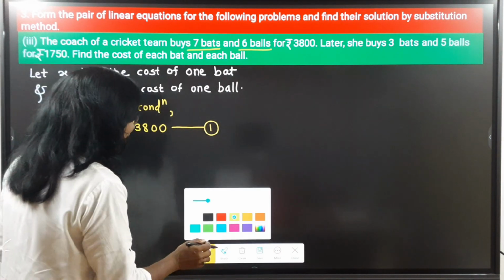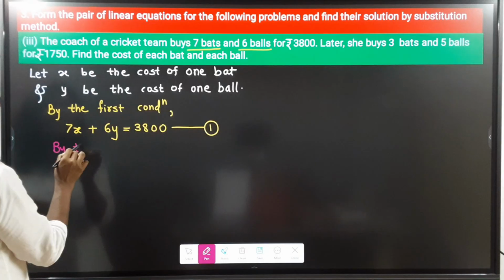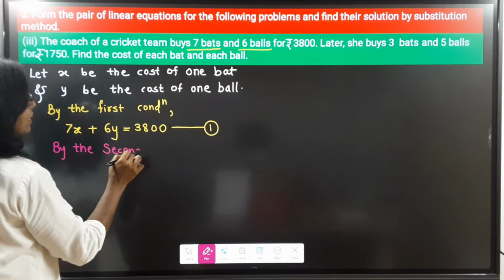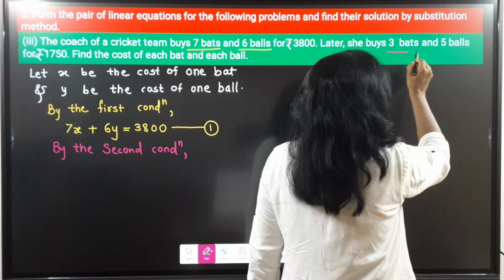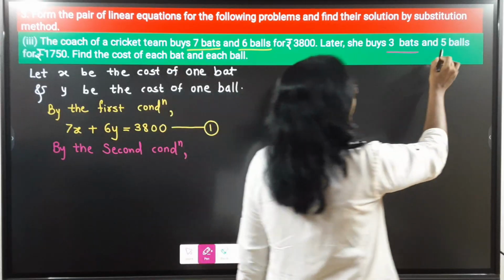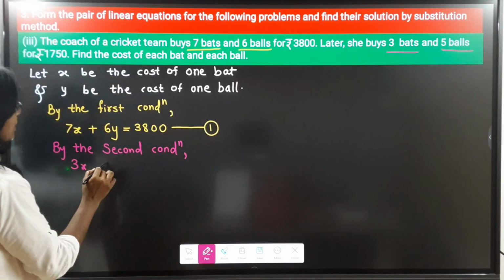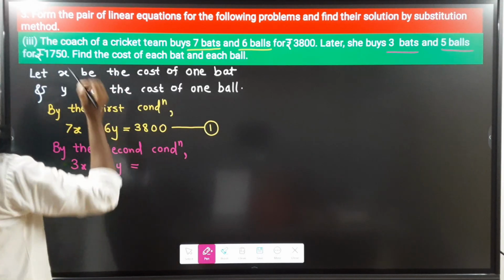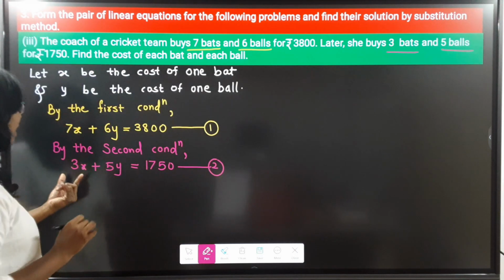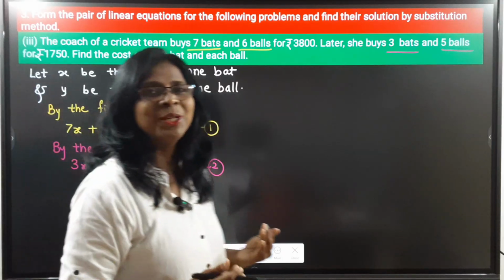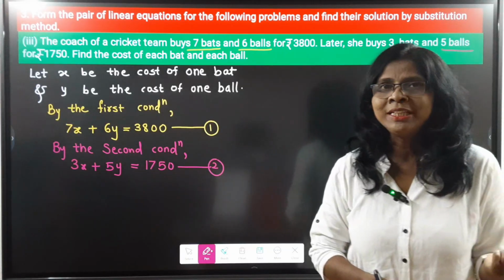The next part, students, is the second condition. The coach buys 3 bats and 5 balls. So the cost of 3 bats is 3x, and the cost of 5 balls is 5y, and the total cost will be 1,750 rupees. So this is our second equation: 3x plus 5y is equal to 1,750. Now here, students, we have 2 equations and we have to solve them by the substitution method.